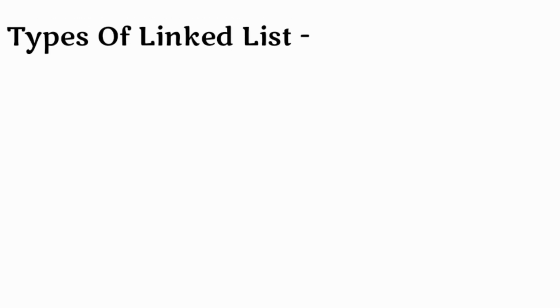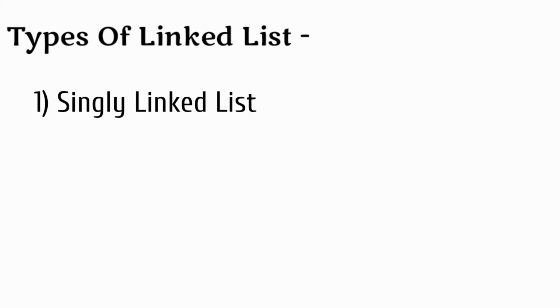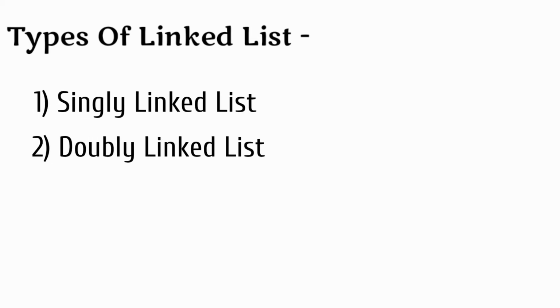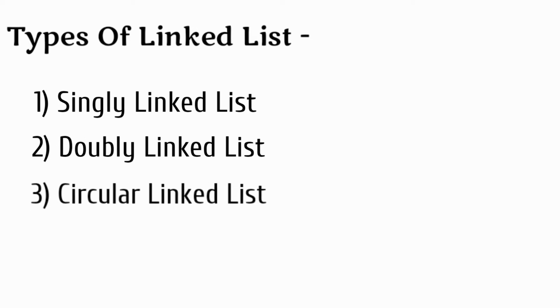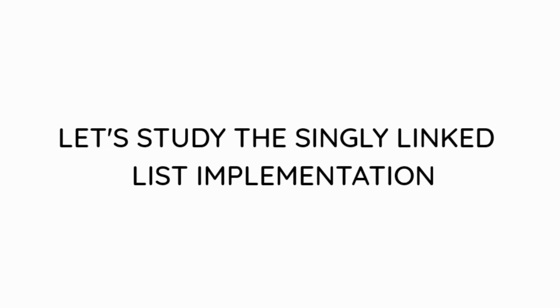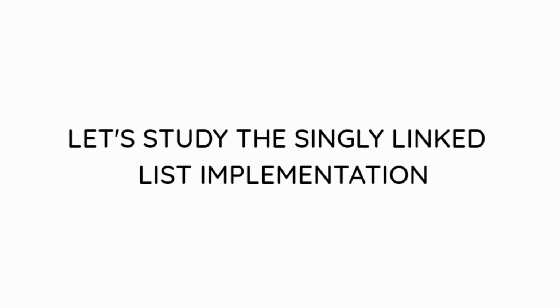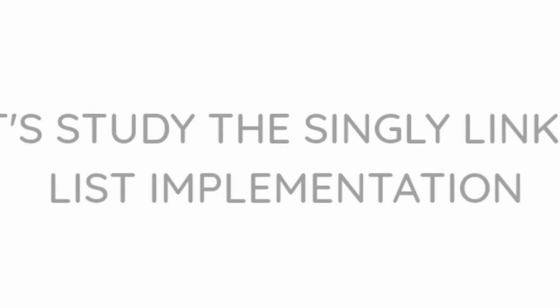So let's see the types of linked list: singly linked list, doubly linked list, circular linked list. Let's study the singly linked list implementation. So let's study the singly linked list.